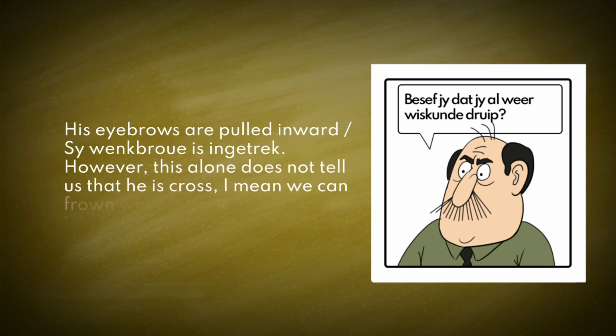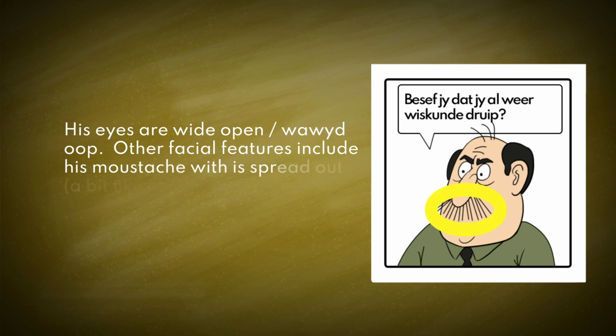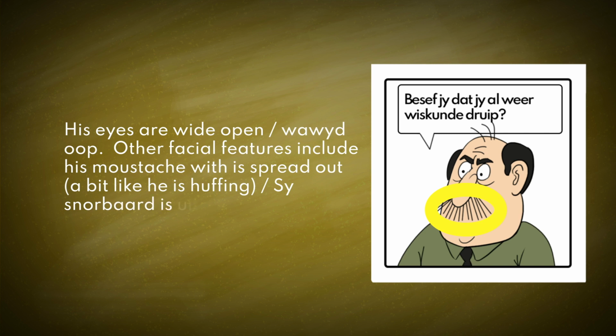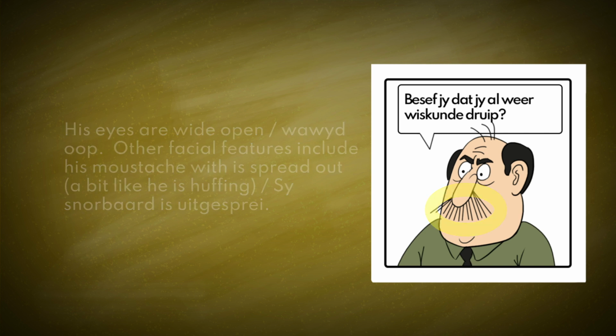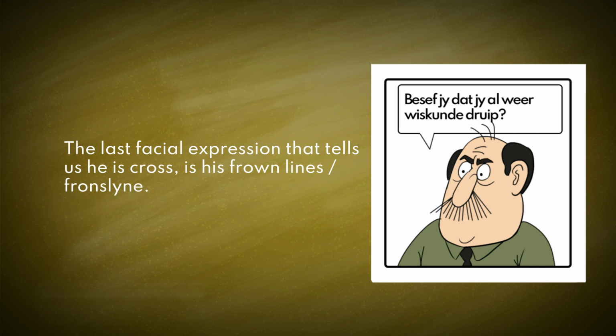I mean, we can frown while we are thinking. So you need to talk about his eyes. His eyes are wide open, waar wyd oop. Other facial features include his moustache, which is spread out, a bit like he is huffing. Sy snorbaarde is uitgesprei. The last facial expression that tells us he is cross is his frown lines, sy fronslyne.